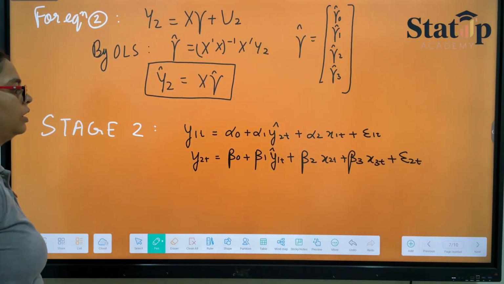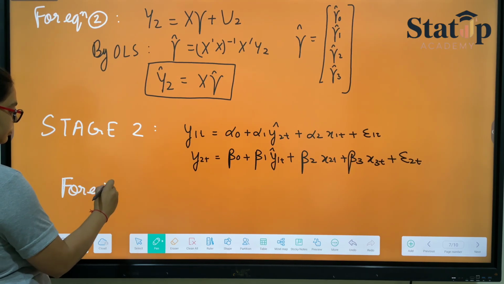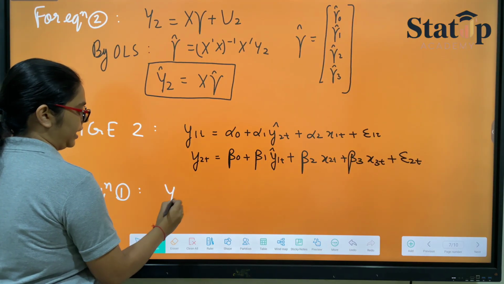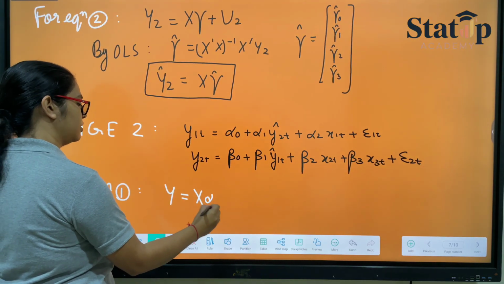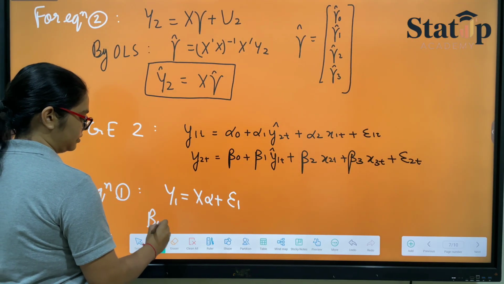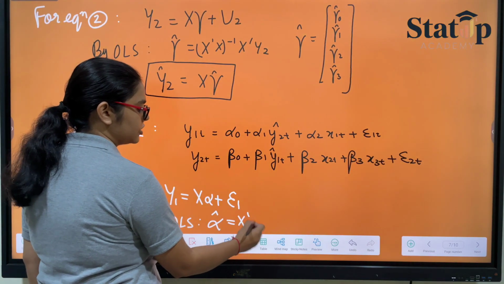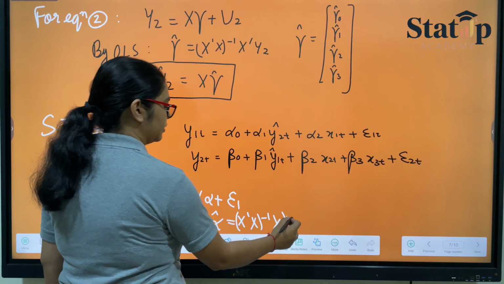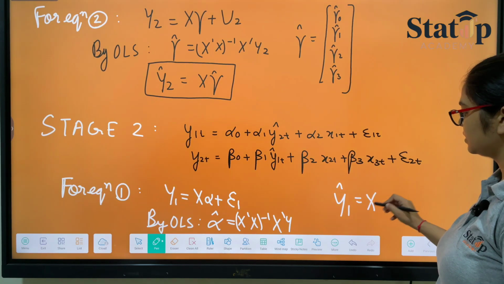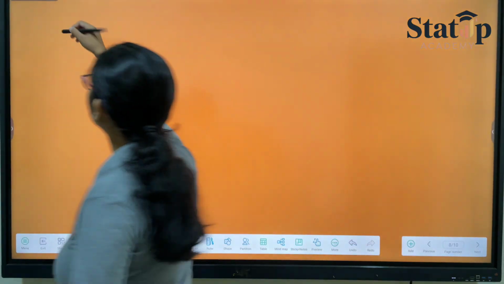This is the original model. Now again for equation 1 we can calculate. For equation 1 we can put y1 is equal to x alpha plus epsilon 1, and here by OLS we can calculate alpha cap as (x dash x) inverse x dash y, and again we can find the predicted value of y1 as x alpha cap. Okay, and for equation 2 also we can find it in a similar way.